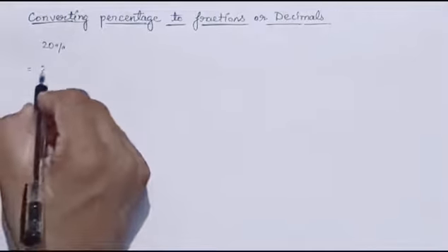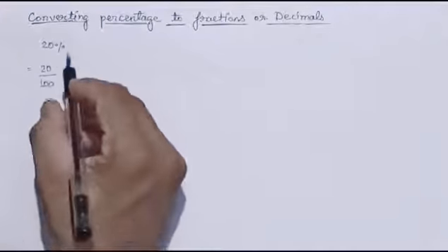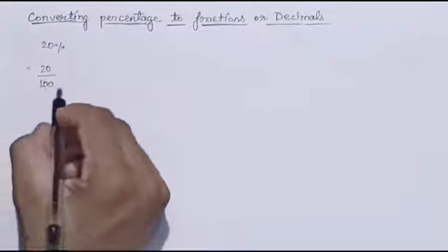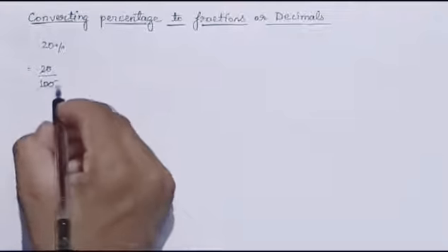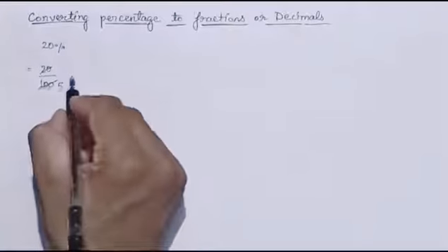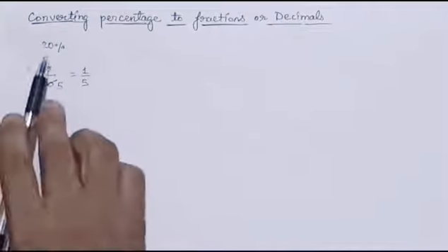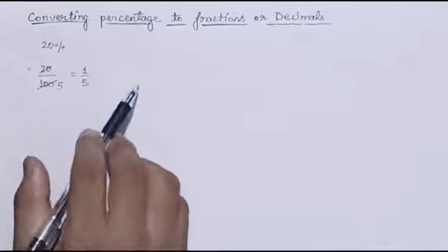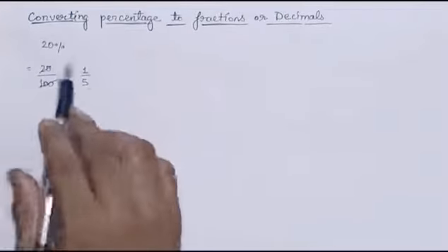So here 20% can be written as 20 divided by 100 and the percentage sign will also be removed. Now let us simplify it if it can be simplified. So 20 is 5 times 100... so it is equal to 1 by 5. It means we can say 20% is equivalent to 1 by 5 in fraction form. Then what will be the decimal form of this 20%?